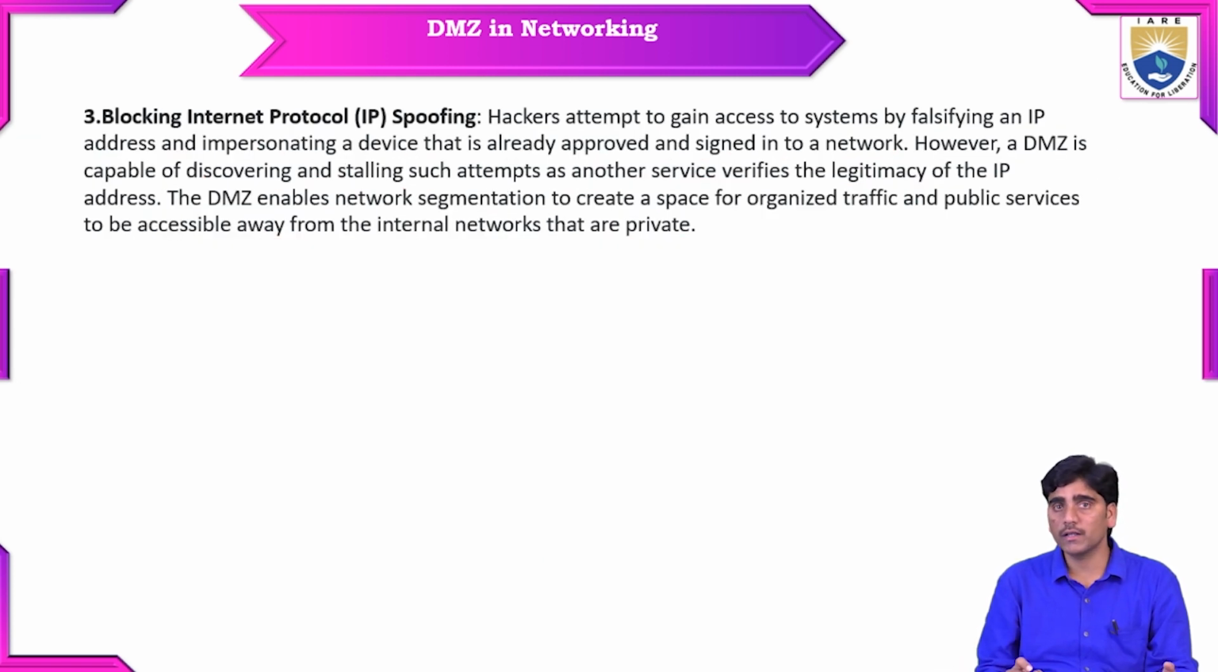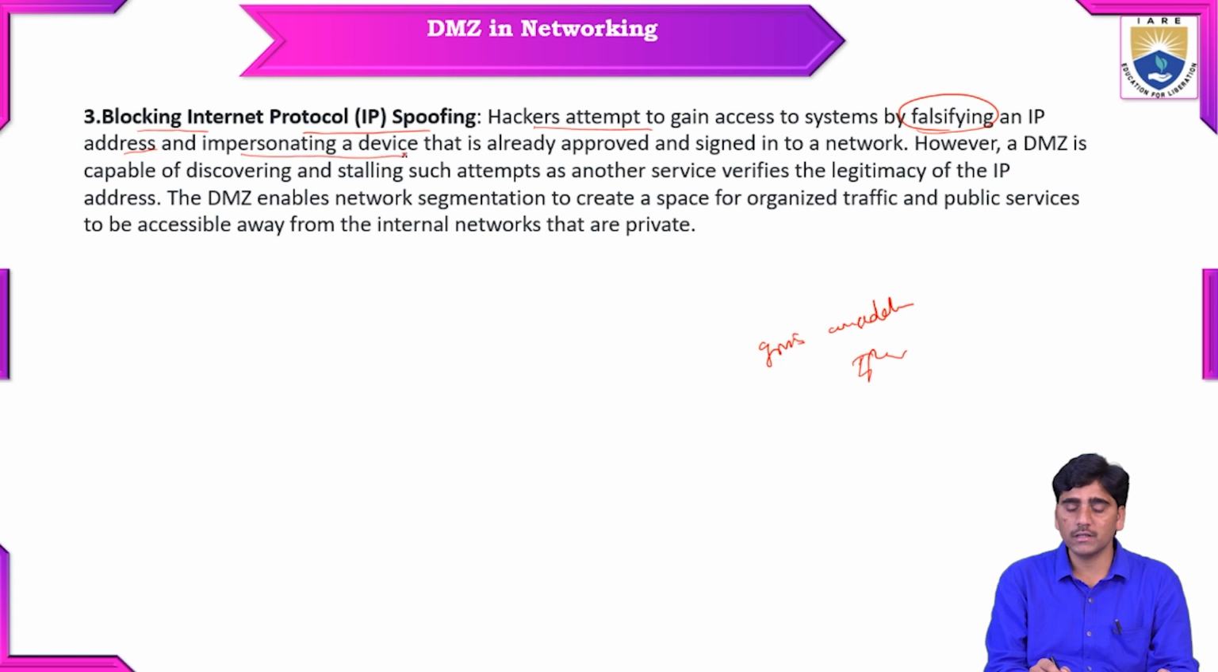And the third one is blocking internet protocol spoofing. So here the hackers attempt to gain access to the systems by falsifying, giving a false IP. That is nothing but IP spoofing. So falsifying an IP address and impersonating a device that is already approved and signed into a network. However, a demilitarized zone is capable of discovering and stalling such attempts.